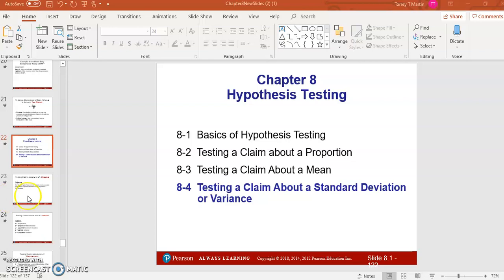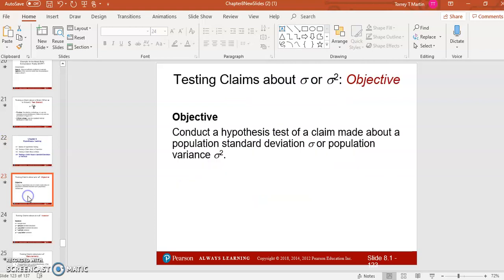All right, so the objective is we want to test claims about sigma or sigma squared. So conduct a hypothesis test of a claim made about a population standard deviation sigma or population variance sigma squared.